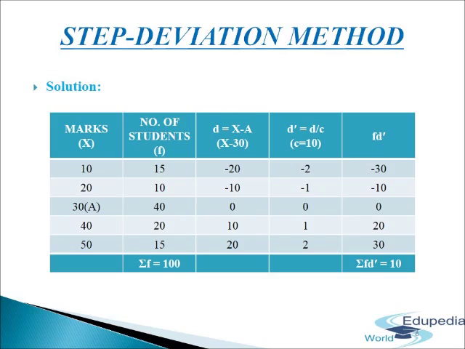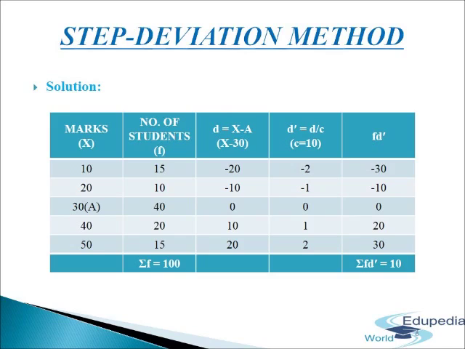In the third column, we will write deviation, which we will get by deducting the assumed mean from the marks, which is X. In the fourth column, we will divide deviation by the common factor, which is 10. D divided by C, we will get D dash. In the fifth column, we will multiply step deviation by frequency. We will get FD dash. And we will add the product of step deviation and frequency and we will get sigma FD dash.